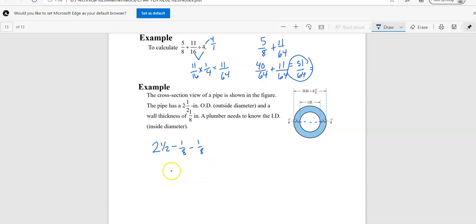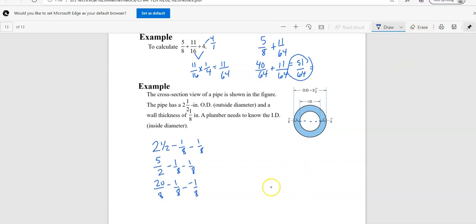Okay, so 2 times 2 is 4 plus 1, so 5 over 2 minus 1/8 minus 1/8. Now I can make that, so we need them to all be the same. And so 2 times what is 8? 4. 4 times 5 is 20. And I don't need that extra 8 right there.